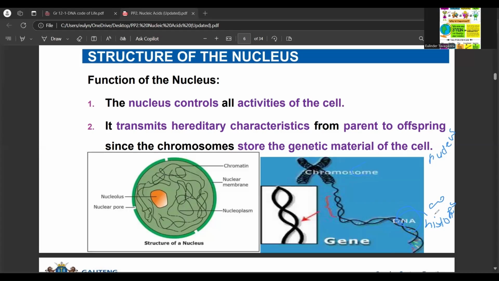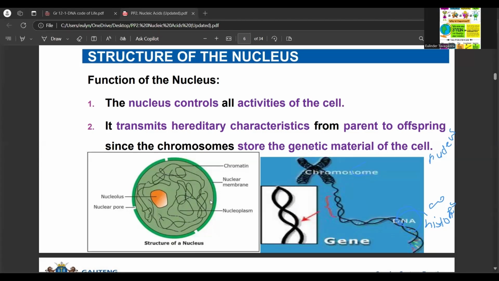So we have various DNA segments in each chromosome. These DNA segments are known as genes. That's why we are saying it transmits hereditary characteristics from parent to offspring, because here we have various DNA segments in each chromosome, known as the genes. So that's when we go on to our point number 2, which says it transmits hereditary characteristics.